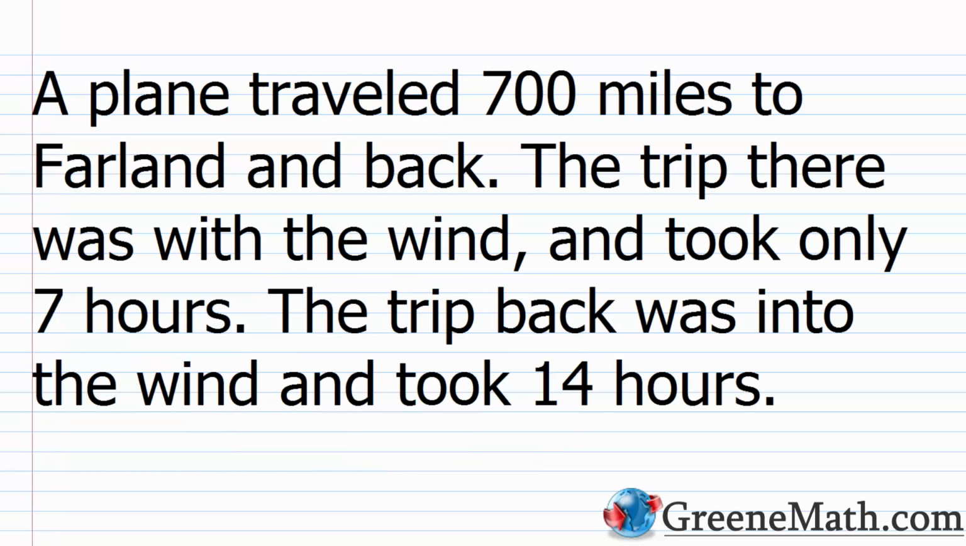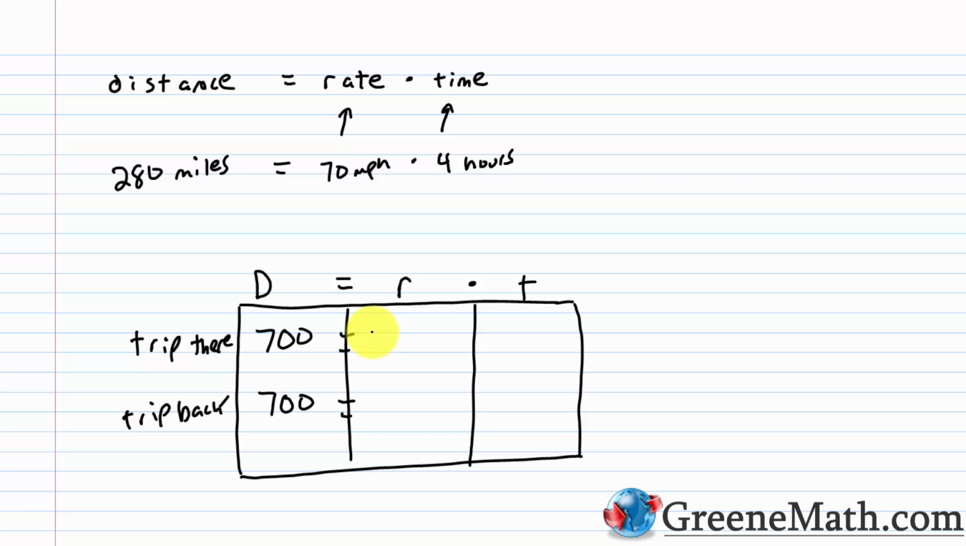Now, let's talk about the rate. The trip there was with the wind. So whatever the plane would do in terms of its speed, you have to add to that the fact that the wind is pushing at your back. So you take the plane's speed in still air, which we represented with x, and add to that the speed of the wind, which we represented with y. So for your rate for the trip there, it's going to be x plus y.